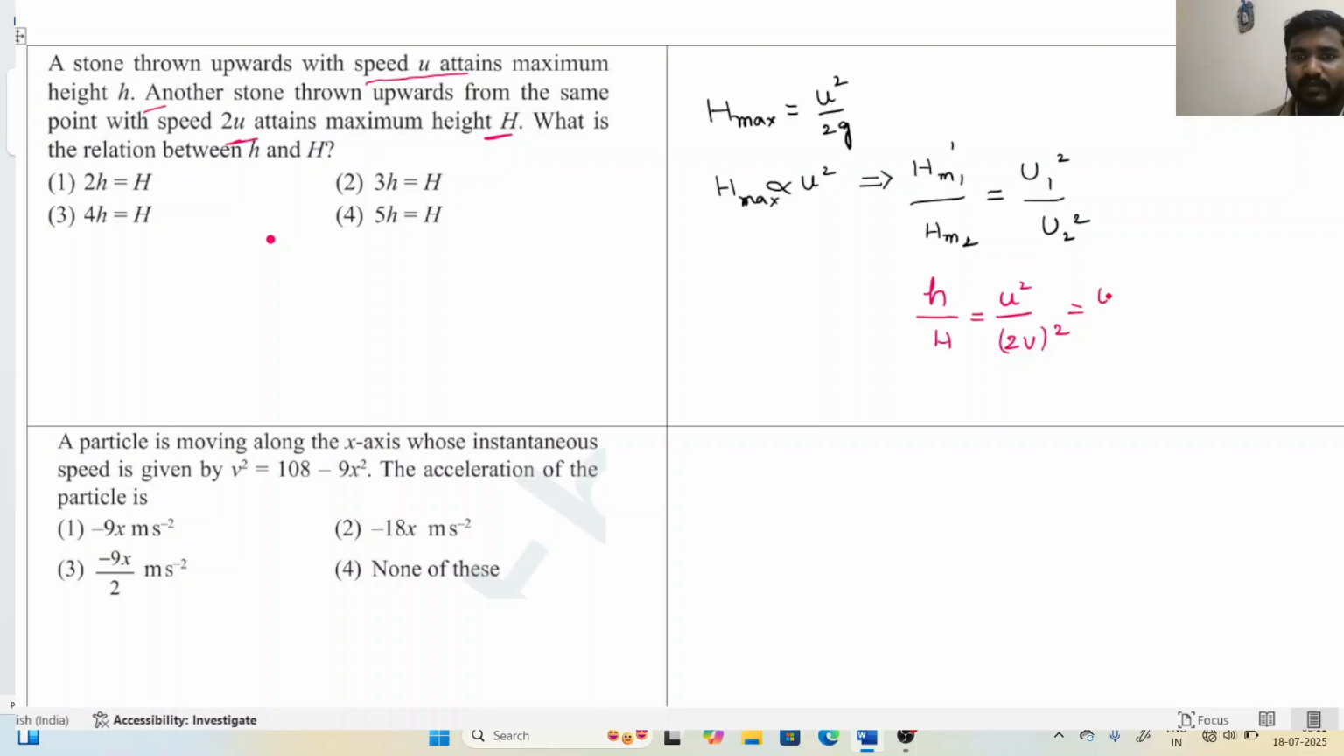Therefore, you can extend this. So you got u square divided by 4 times u square. So u square and u square get cancelled. Then capital H equals 4 times small h. So your answer is option 3, which is correct.